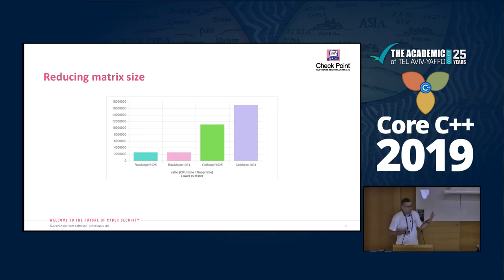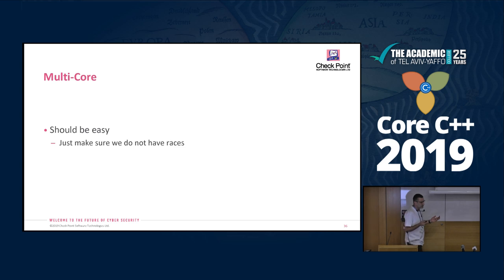Now, we want to go into multicore, and that would obviously add some other considerations that we want to take into account. It should be really easy. We just need to make sure we don't have data races, shouldn't we? Now, this is one of my all-time favorite examples. It was first published years back by Herb Sutter in Dr. Dobb's, and everyone has been quoting it since then, so I copy it also.